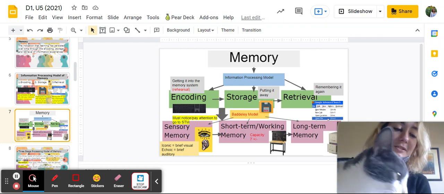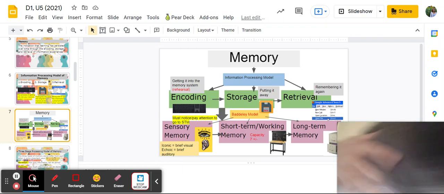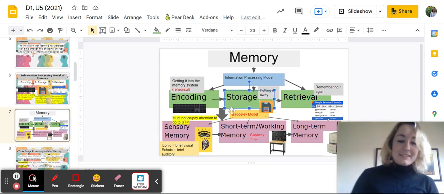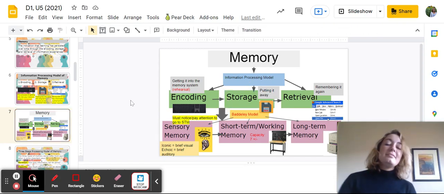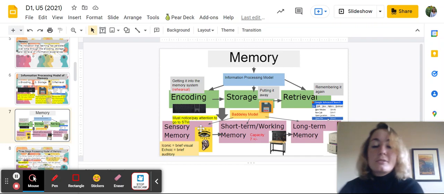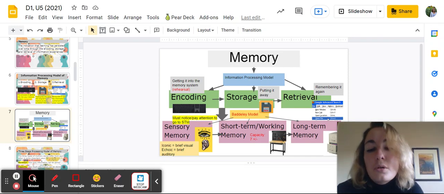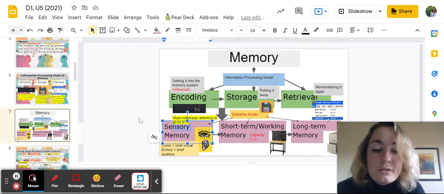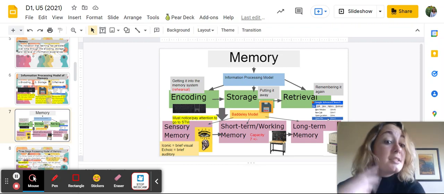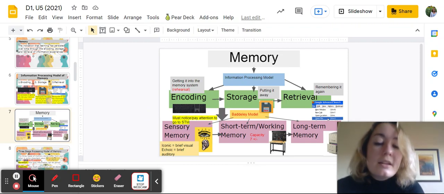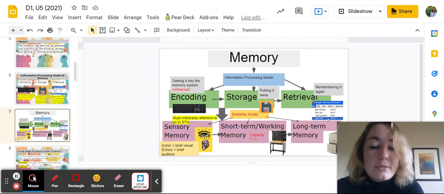This is all going on in the storage part. Okay. So our three stores. The first store that your memory is going to go to in the process of storing it away forever is the sensory memory store.